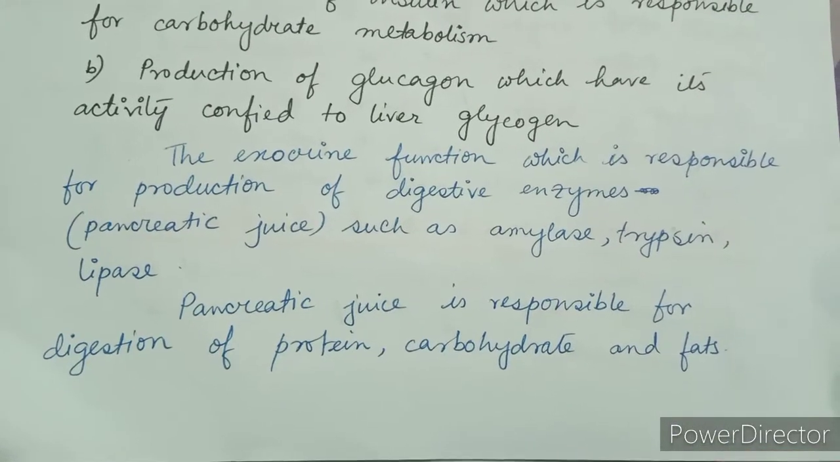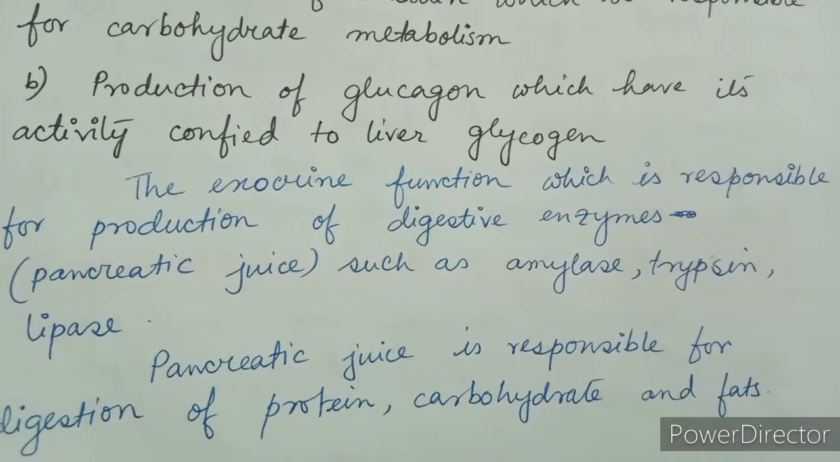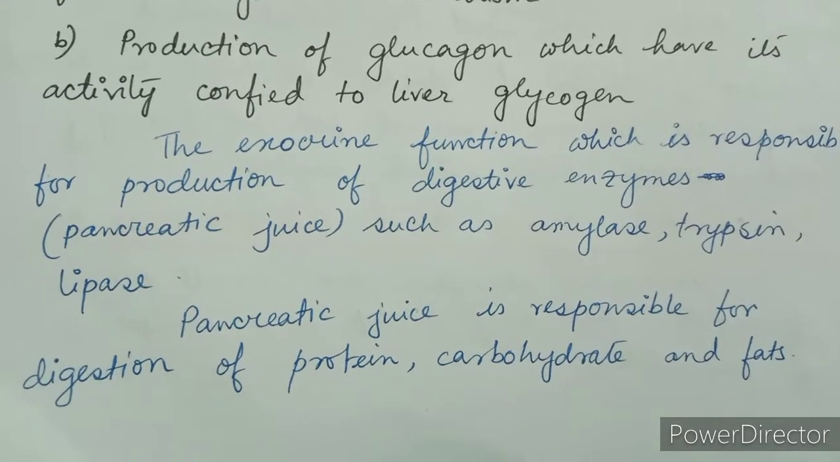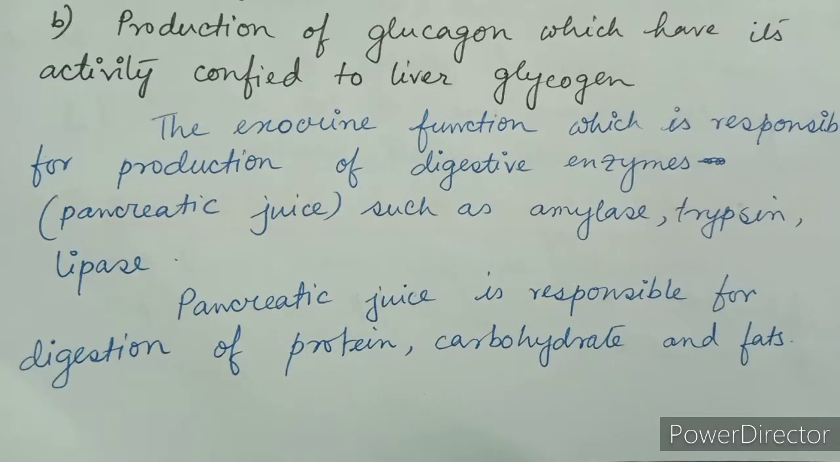The exocrine function is responsible for the production of digestive enzymes such as amylase, trypsin, lipase, etc. Pancreatic juice is responsible for digestion of protein, carbohydrate and fats.